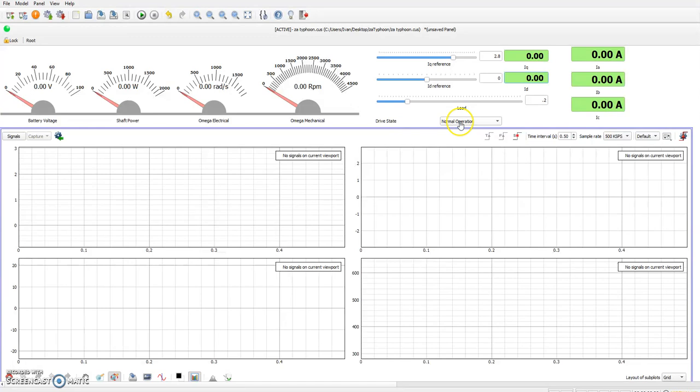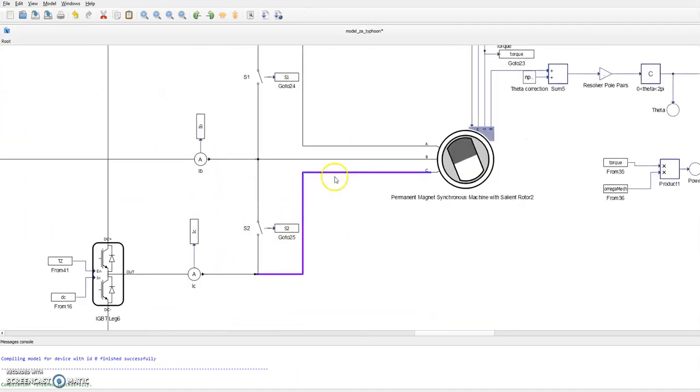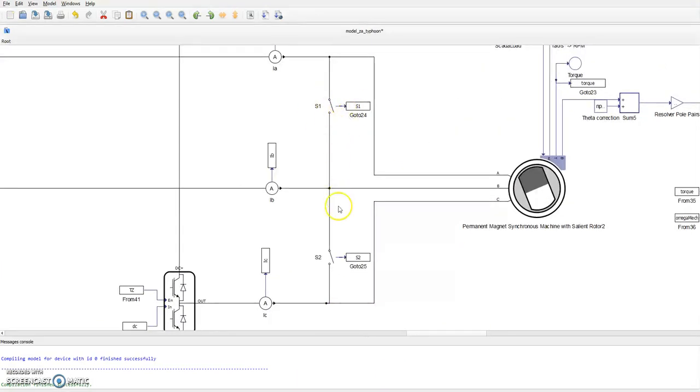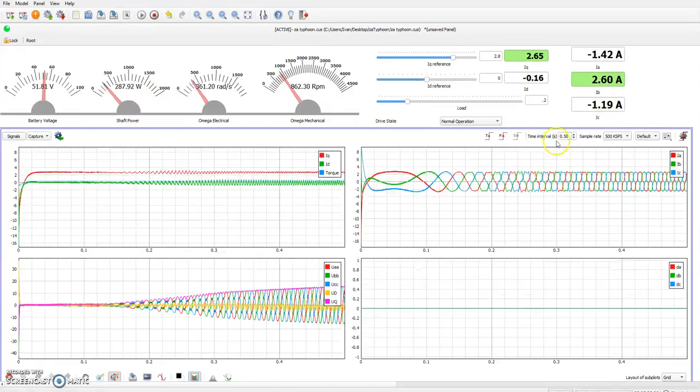Here we can choose the state of the drive. It can be in the normal operation or in fault operation. If the fault is selected, then the switches over here are closed, and they simulate the short circuit of the motor. Now let's run the simulation, force a trigger, and wait for half a second.